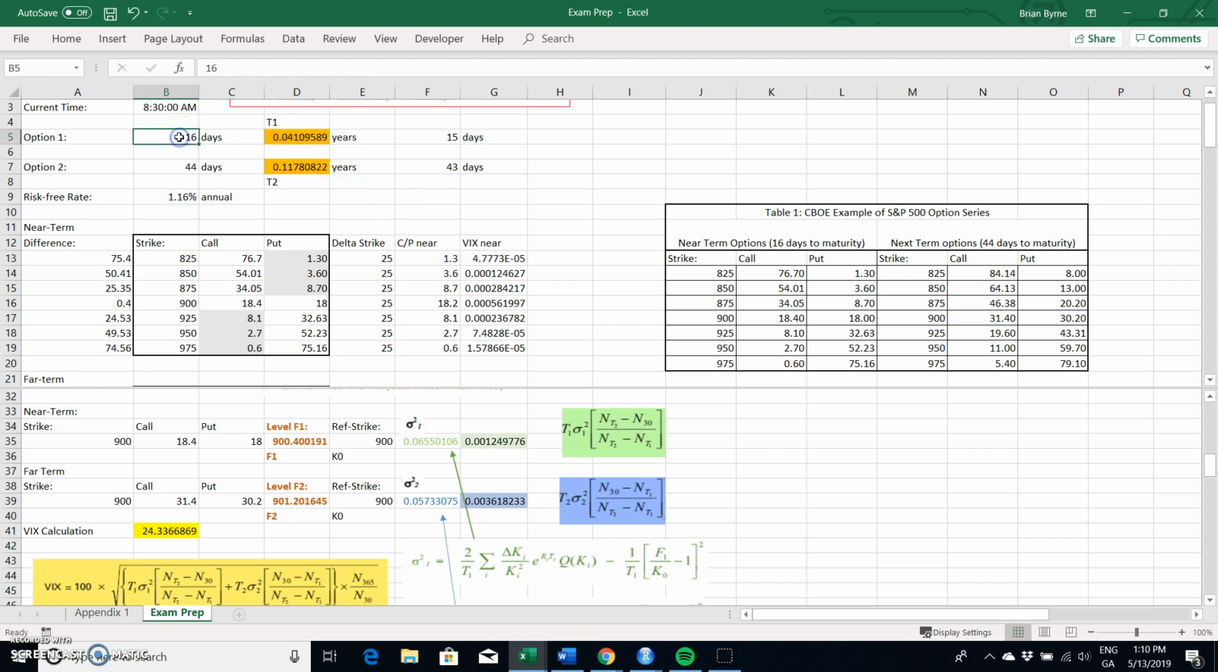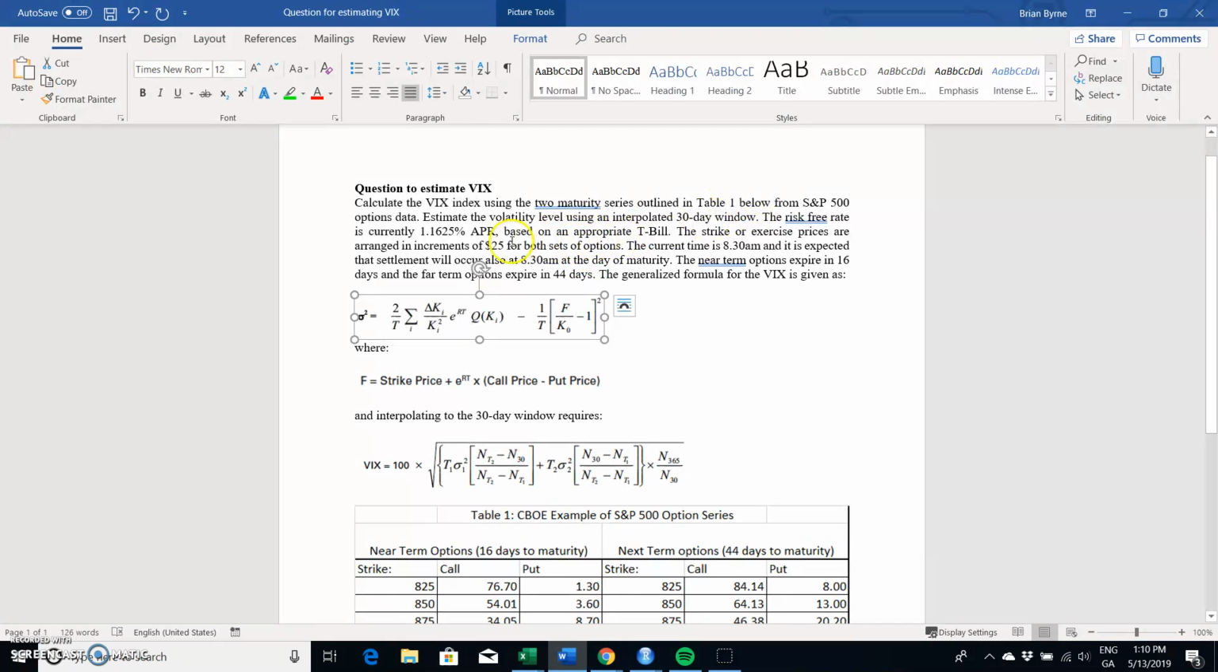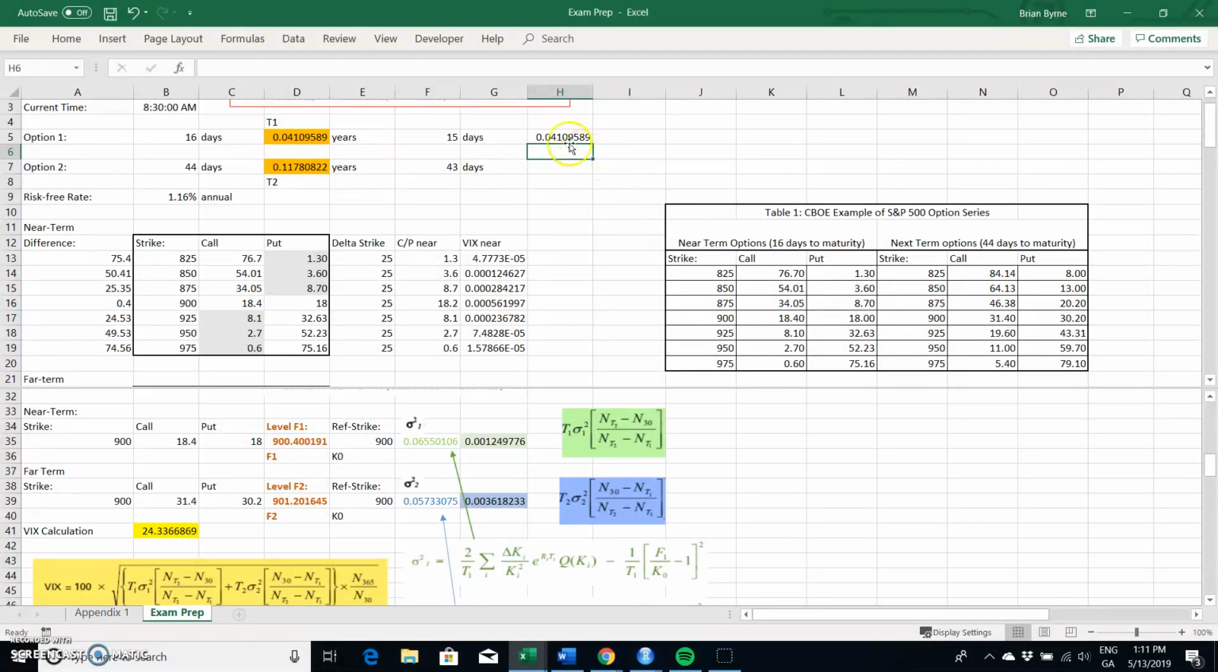Now, just to note as well, when we say 16 days, it actually turns out to be 15. And the way we might understand that is 15 divided by 365 is equal to 0.041095, etc. So I am conscious that when we read the question and we're told that the near term is 16 days, and the longer dated options are 44 days, that turns out to be equivalent to not 16 but 15. And we assume that there's 365 days in the year.